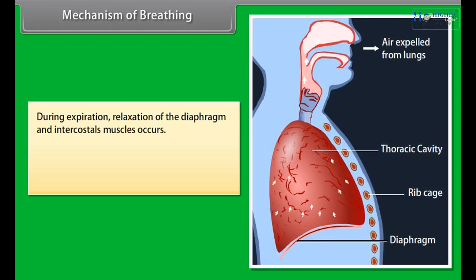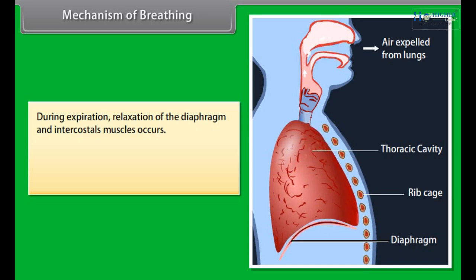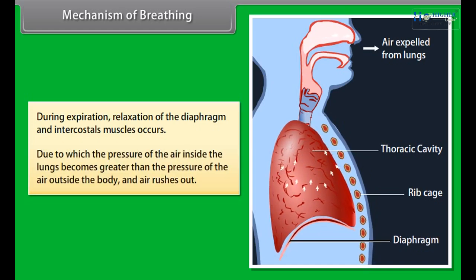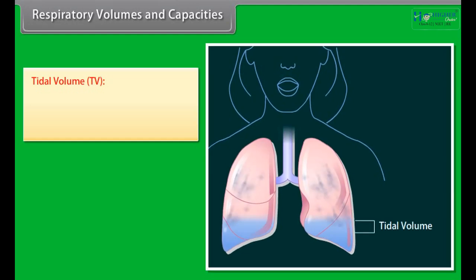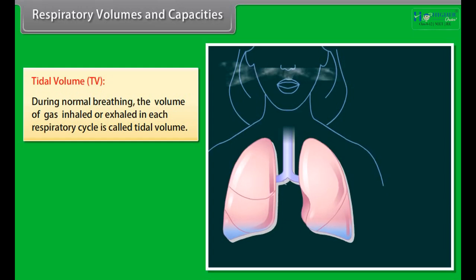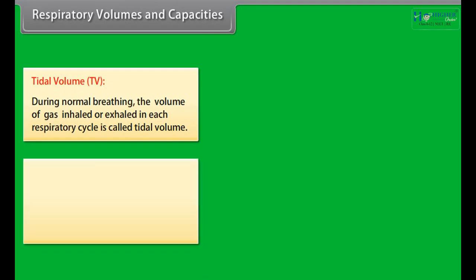During expiration, relaxation of the diaphragm and intercostal muscles occurs, due to which the pressure of the air inside the lungs becomes greater than the pressure of the air outside the body and air rushes out. Respiratory volumes and capacities. Tidal volume, TV. During normal breathing, the volume of gas inhaled or exhaled in each respiratory cycle is called the tidal volume.